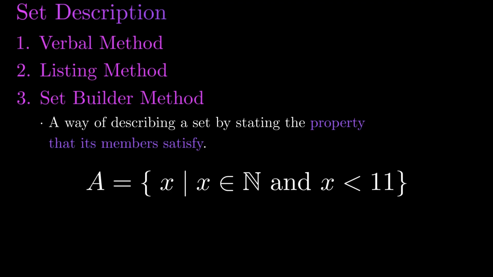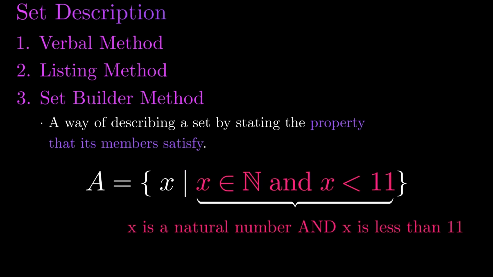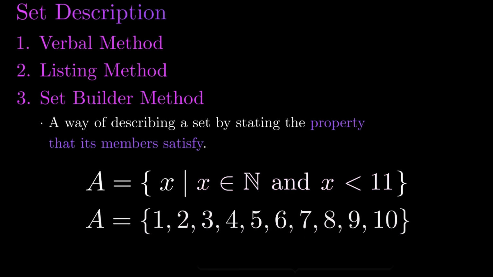Let's break this down. A equals squiggly brackets means A is the set, x is our representative element. We're saying A is the set of all elements x. The vertical line, or sometimes a colon, means such that. And after the line is the condition, this means x is a natural number and x is less than 11. So this is just a very precise way of writing the set 1 through 10.